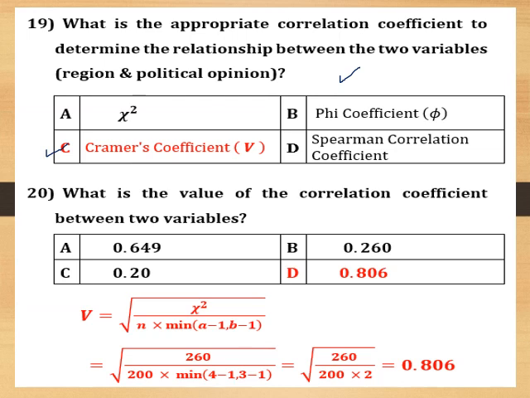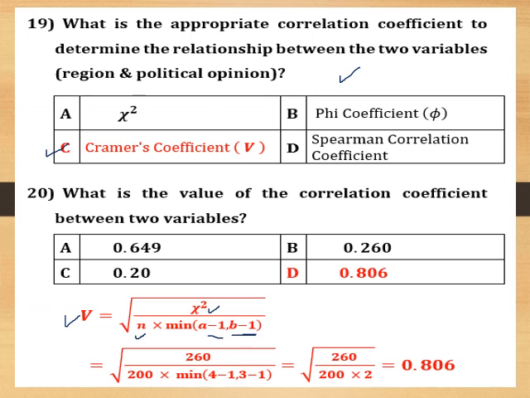Number 20. What is the value of the correlation coefficient between the two variables? Cramer's coefficient V. This formula is given in the exam, and the chi square is given in the exam. N is the number of observations, 260. We take the minimum of A minus 1 or B minus 1: the number of faces of the first variable minus 1, and the number of faces of the second variable minus 1.